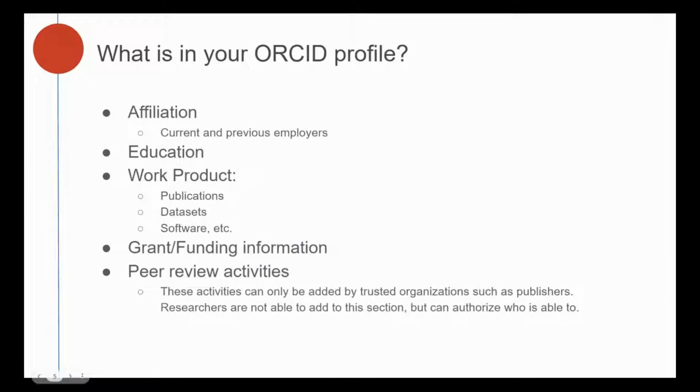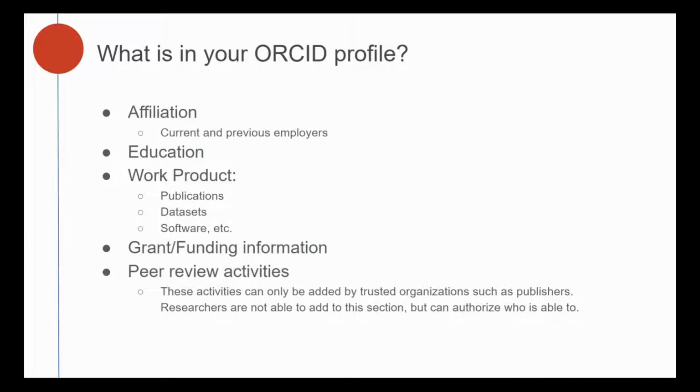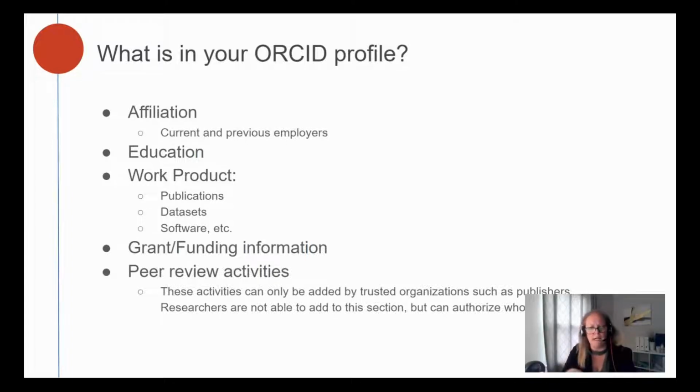ORCID provides a wide variety of work products that folks can list within their profile. So there's options for publications, datasets, software, code, gray literature, policy documents. The list goes on and on and on. It's a wide range of publications and research outputs that you can link to. I think videos are available in there. There's a real big range.